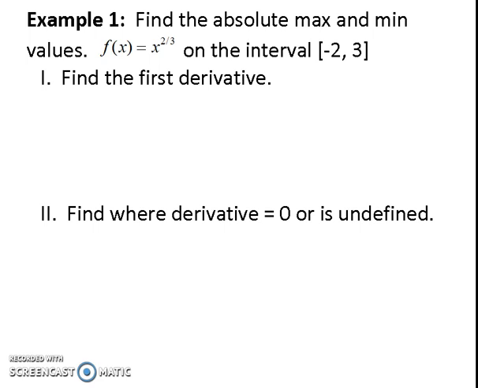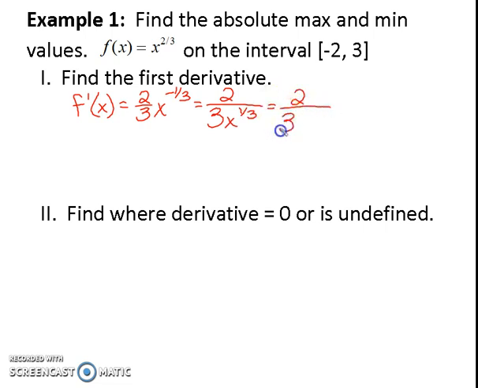Okay, so we're going to find the first derivative. So this would be a power rule problem. I'll bring my power in front, and my new exponent would be -1/3. So another way that I could write that is 2 over 3x to the 1/3, or 2 over 3 times the cube root of x. It's going to be helpful down the road to have it written as 2 over 3 times the cube root of x instead of as the x to the -1/3.